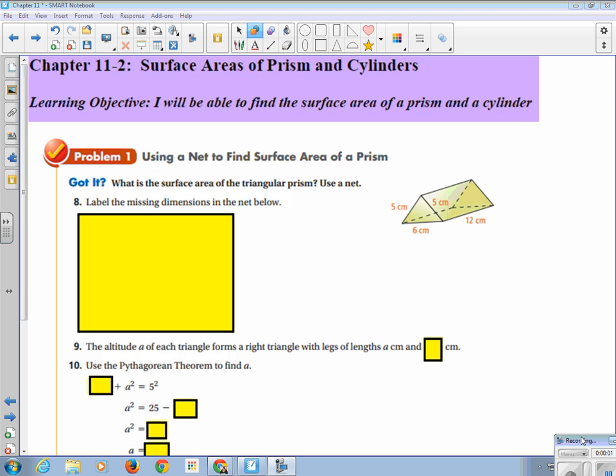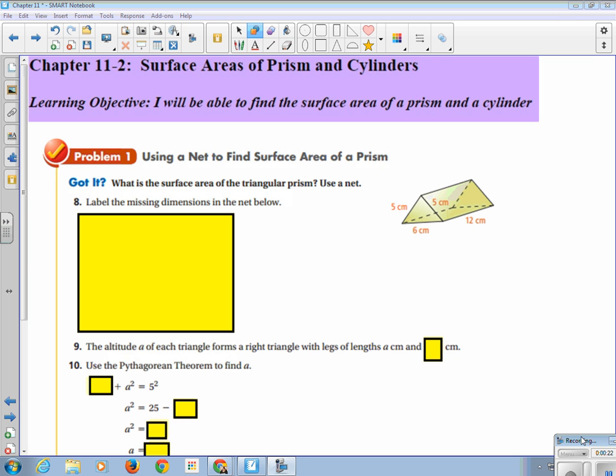All right, so this is chapter 11, section 2, surface area of prisms and cylinders. Your learning objective for this section is that you'll be able to find the surface area of a prism and a cylinder. All right, we have this nice little triangular prism.